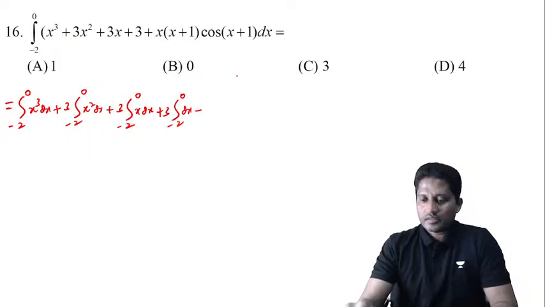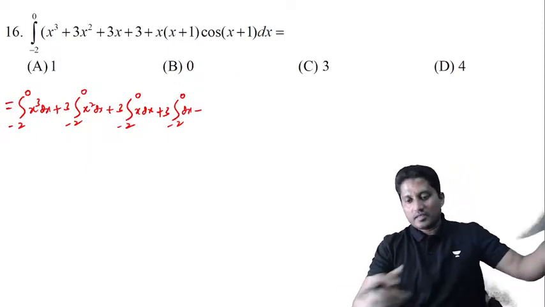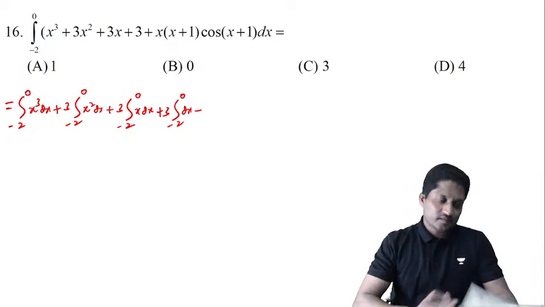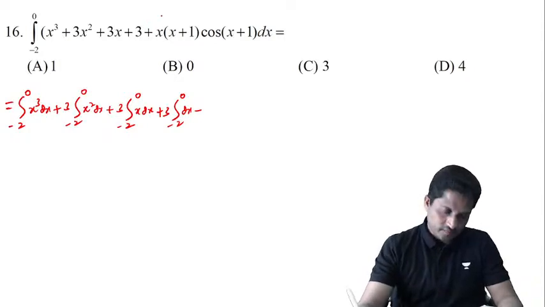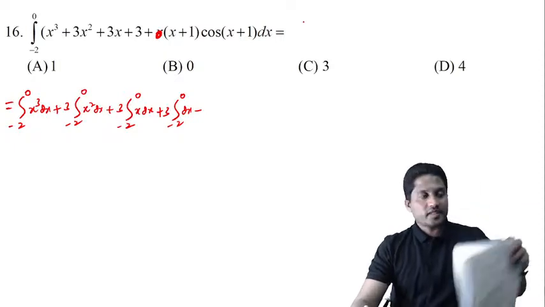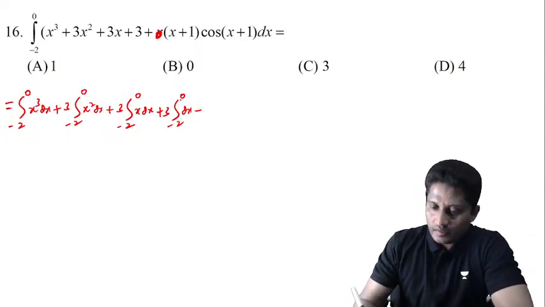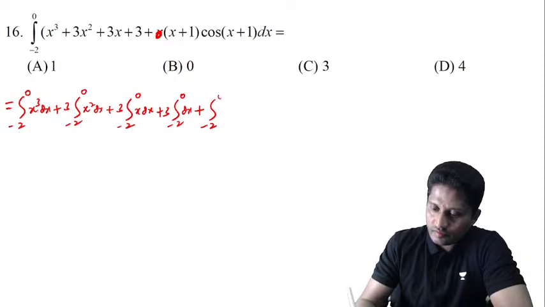Okay, there is some error here. Just a sec. Question number 16, right? There is no x here. It is x plus 1 into cos of x plus 1 dx. x cube plus 3x square plus 3x plus 3 plus x plus 1 cos of x plus 1 dx. Yes, there's no x here. Plus 3 into dx plus integration of minus 2 to 0 of x plus 1 into cos of x plus 1 dx.